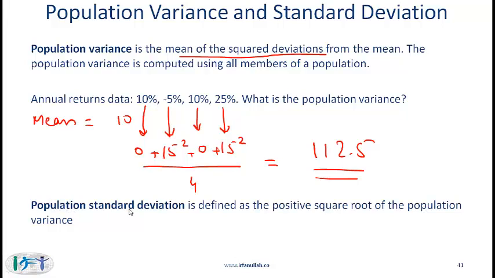The population standard deviation is defined as the positive square root of the population variance. So we simply take the positive square root of 112.5 and we get 10.6. So 10.6 is a measure of how spread out the data is around the mean.